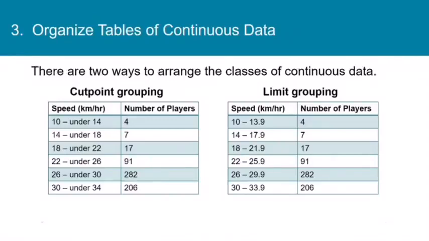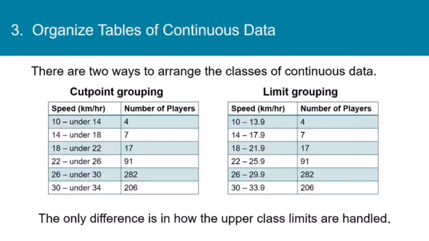Now we are getting ready to look at frequency distributions of continuous data, and there are two different ways of handling upper class limits with continuous data. One is called cut point grouping and the other is called limit grouping. And the only difference between these two is how the upper class limits are handled. So let's take a look at them individually.